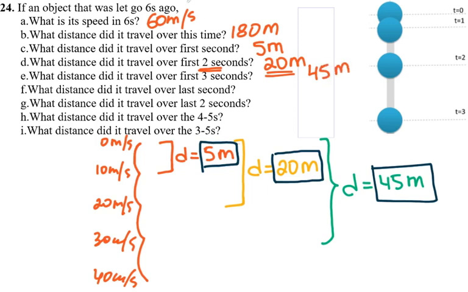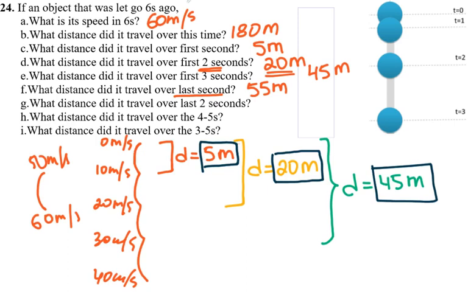Over the last second, I have the last one is 60 meters per second, and the one before is 50 meters per second. So if it is 60 and 50, the average is 55. 55 times 1 gives me 55 meters. So it travels 55 meters over the last second.